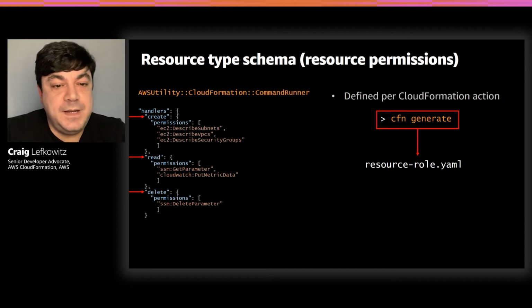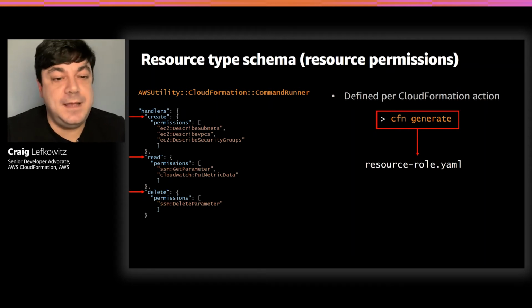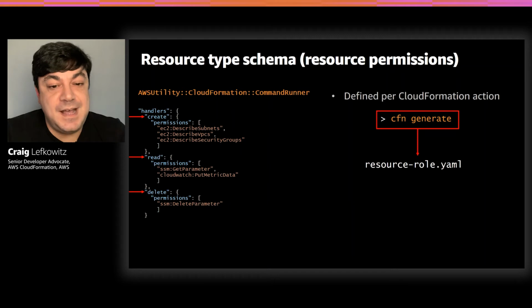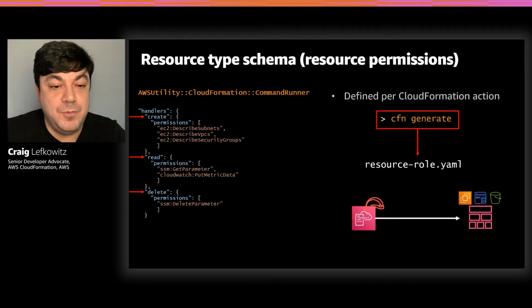Using the CFN generate command, you can create a CloudFormation template that provisions an IAM role with the permissions defined in your resource schema. The CFN generate command will create a file called resource-role.yaml in the root of your project that provisions that IAM role. This role can be used to assign an execution role to your resource.